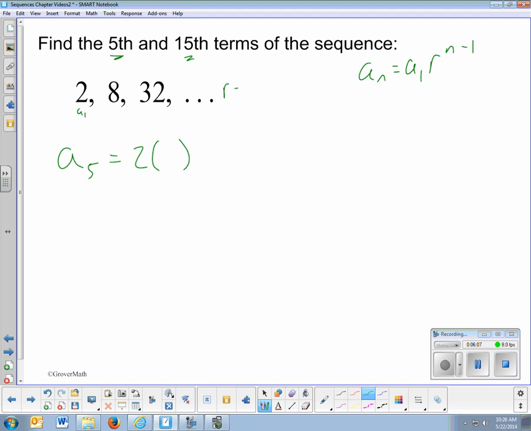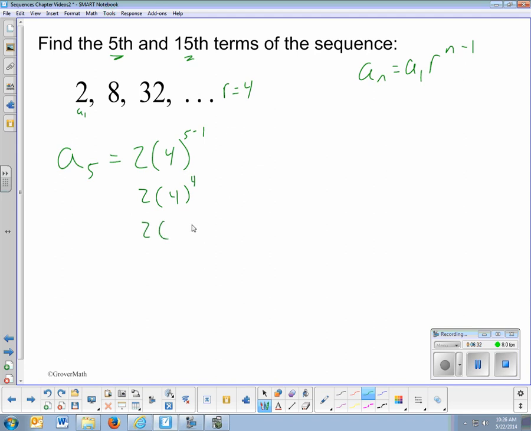And then do parentheses r. So we have to figure out what r is. How do I go from 2 to 8? Well, I multiply it by 4. And I could do 8 divided by 2 to get that. And then I could always confirm that by doing 8 times 4 is 32 to make sure that is indeed my r. Raised to the n minus 1, here's my n value for the 5th term. So 5 minus 1.